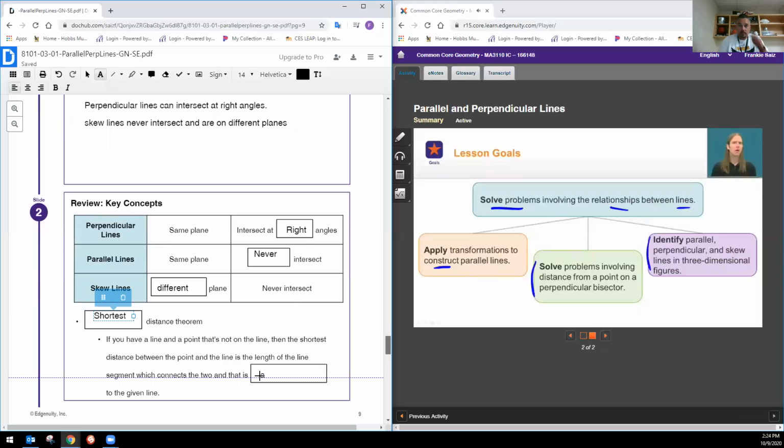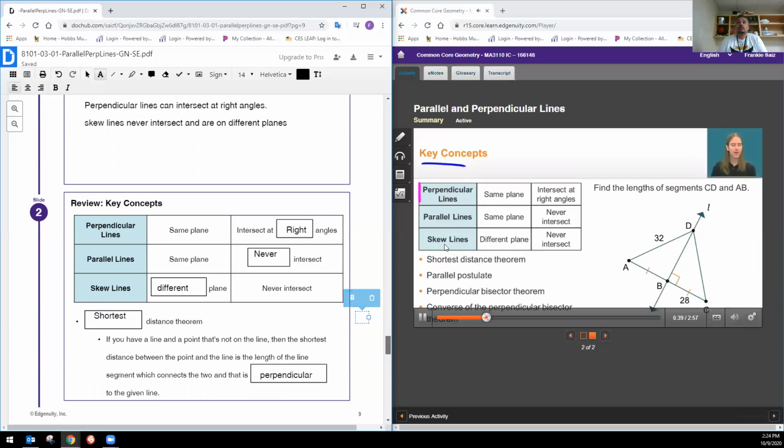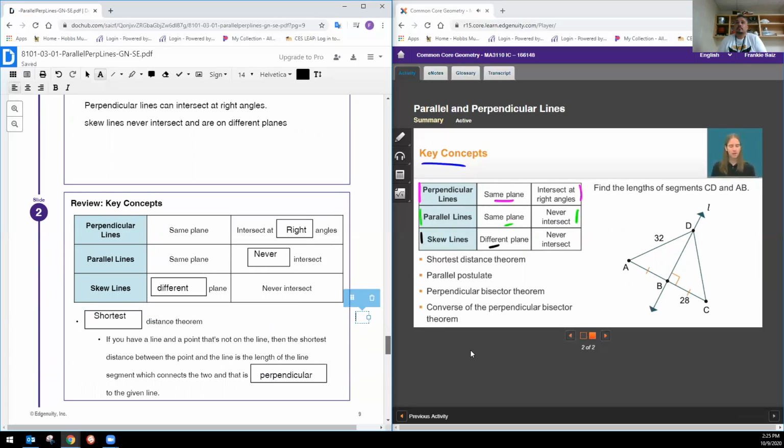All of this required quite a few key concepts, and it'll be important for you to write these down and remember them. The first one we can talk about is perpendicular lines. Remember that perpendicular lines are lines that are in the same plane and that intersect at right angles. We also learned about parallel lines. These are lines that are also in the same plane, but on the other hand, in contrast to perpendicular lines, never intersect. Skew lines are lines that are in different planes and that, well, they also never intersect.